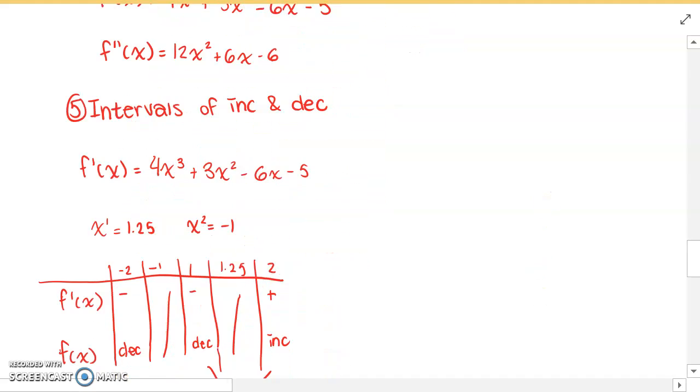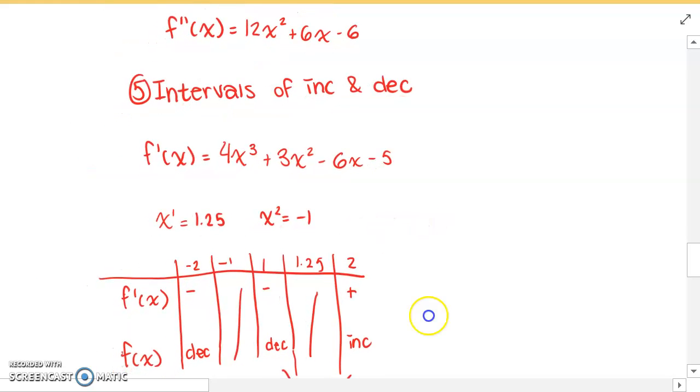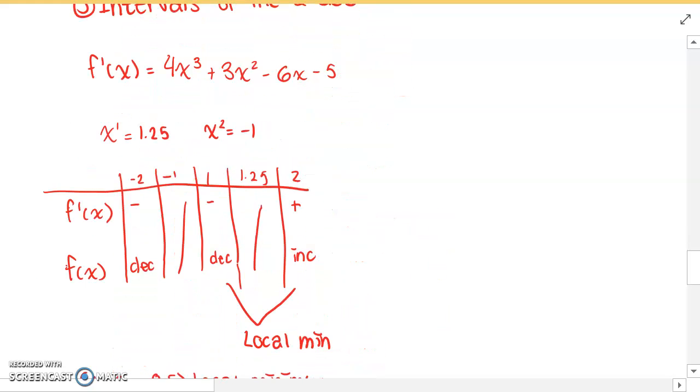So since I had now solved for the first derivative, I was able to solve for the intervals of increase and decrease. So I took the first derivative, which is 4x cubed plus 3x squared minus 6x minus 5, and I solved using a quadratic formula, and ended up getting the first x to be 1.25 and x2 to be -1.